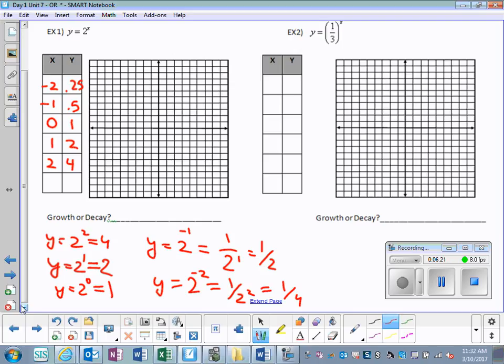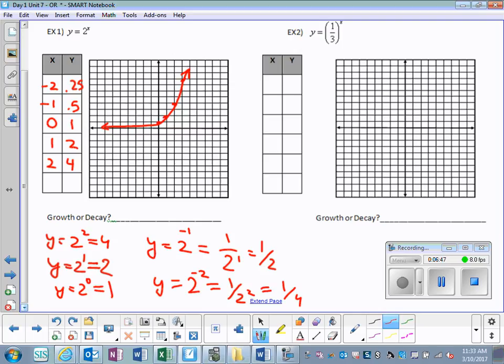Yeah. So let's plot these points. 0, 1, 1, 2, 2, 4, and then 3 would be what? Double, right? So 8. So I'm always doubling my y. So if I connect these points, this is the graph that I get. This is the exponential graph.